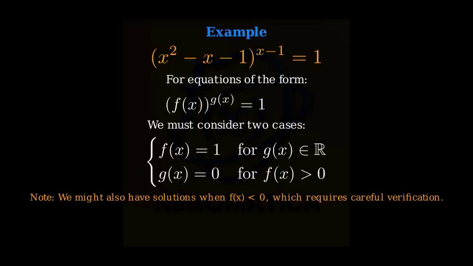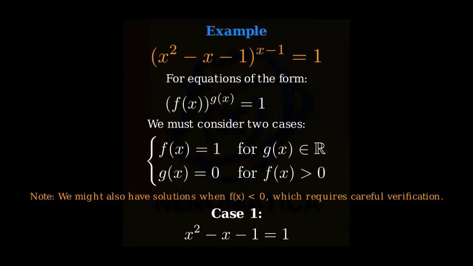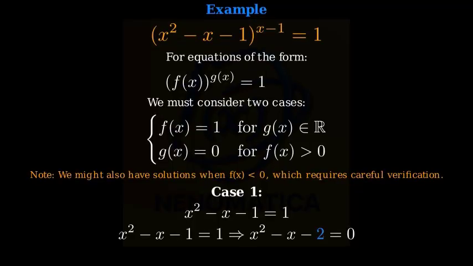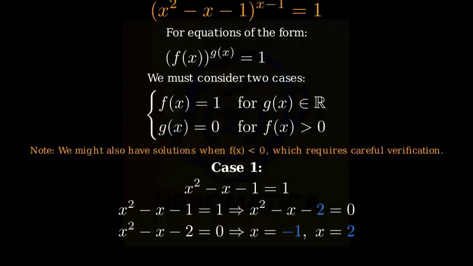Let's solve this equation by examining both cases. Case 1, when the base equals 1. In this case, x squared minus x minus 1 equals 1. This simplifies to x squared minus x minus 2 equals 0. Using the quadratic formula, we get x equals -1 or x equals 2.